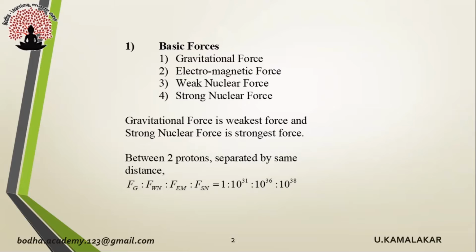Between two protons separated by same distance, the ratio of gravitational force to weak nuclear force to electromagnetic force to strong nuclear force is 1 : 10^31 : 10^36 : 10^38.